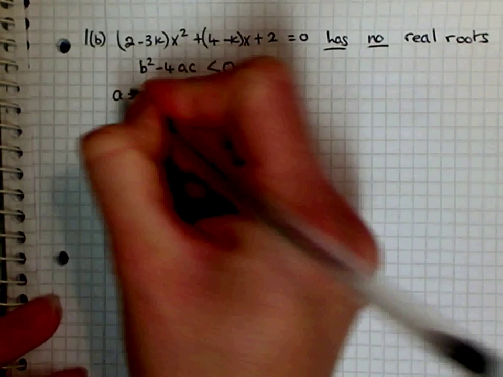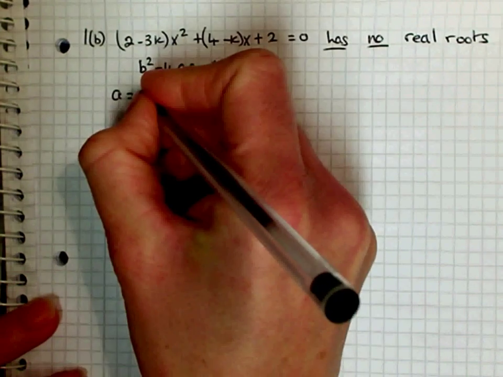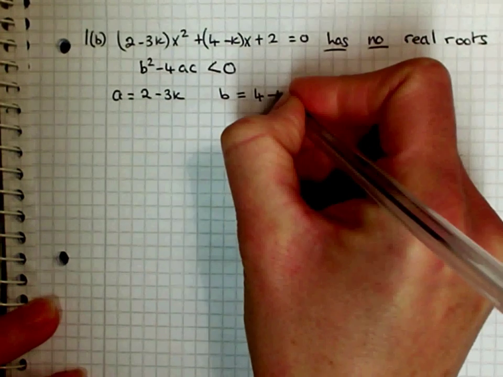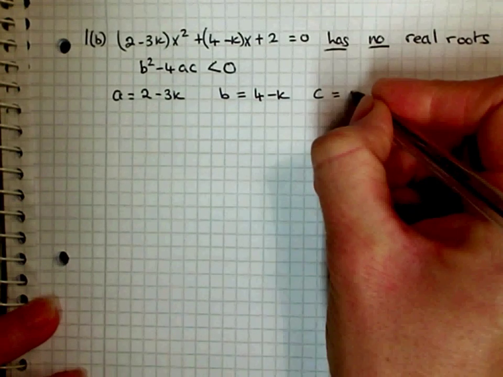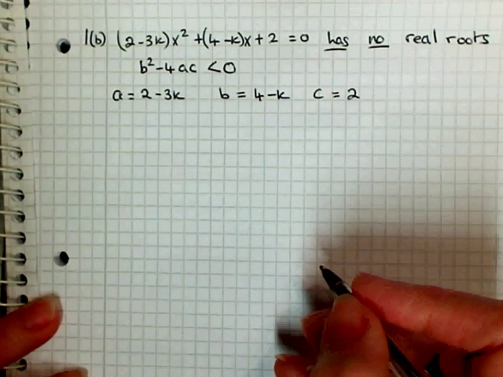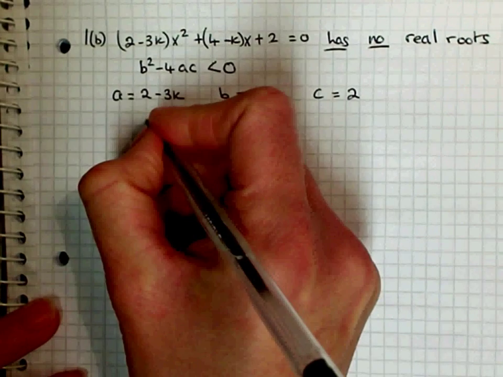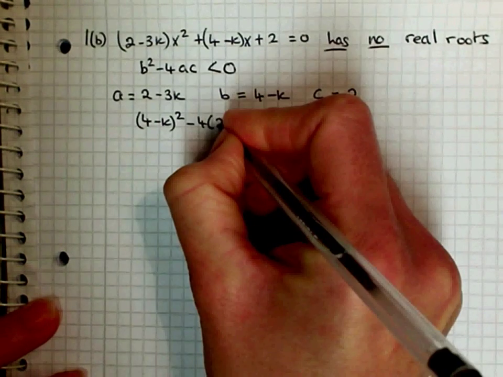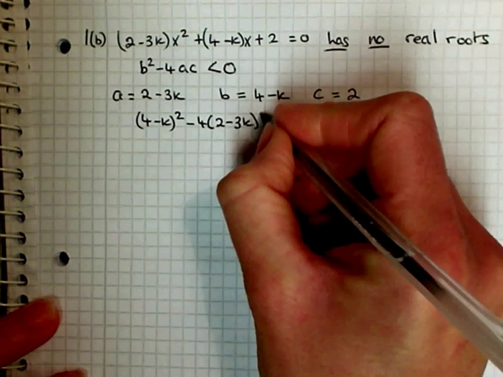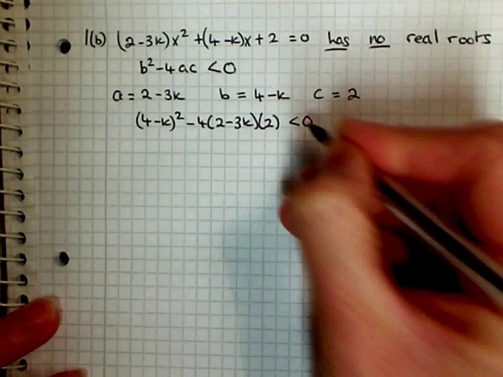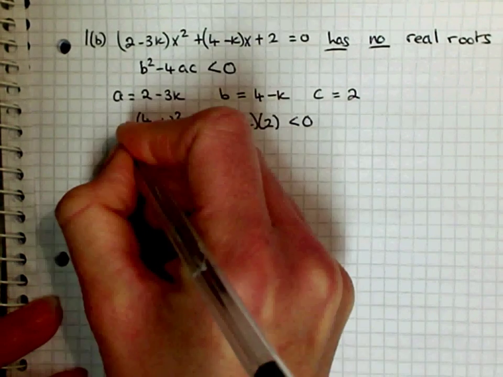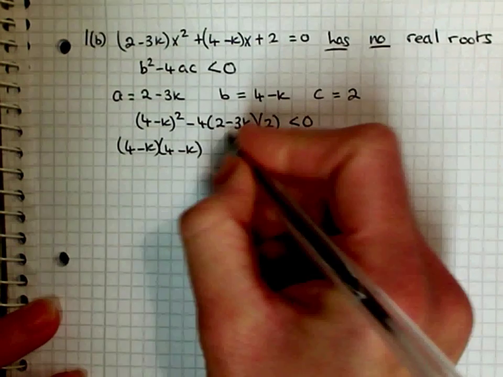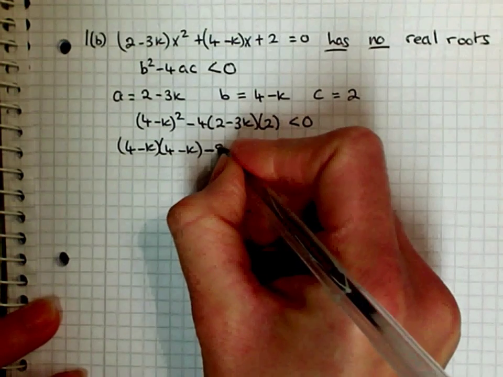So a is what's in front of x squared, which is 2 minus 3x, b is what's in front of x, which is 4 minus k, and c is the constant, which is 2. So b squared, so it's (4 minus k) all squared, minus 4 by a, which is 2 minus 3k, by c, which is 2, and it's less than 0. So working it out, (4 minus k) by (4 minus k), and I'm going to multiply the minus 4 by the 2 because it'll make multiplying into the bracket easier.